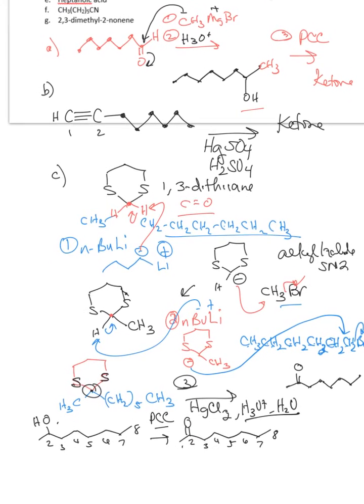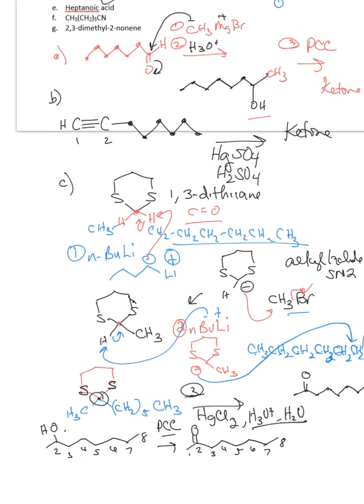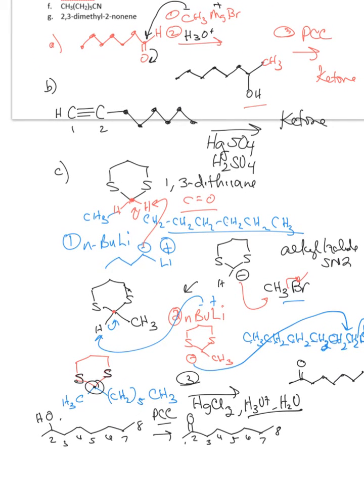Okay, the next one, E, heptanoic acid. So 1, 2, 3, 4, 5, 6, 7. Heptanoic acid. Well, you're going to need to add thionyl chloride. That's going to make the acid chloride. So go ahead and make the acid chloride.